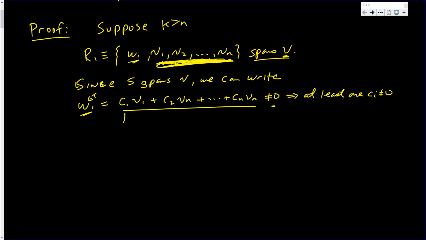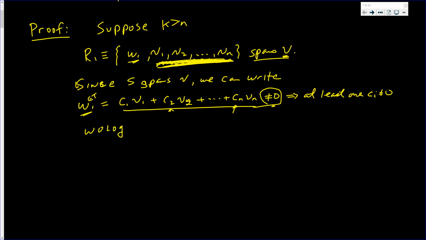Why? Because if all the Ci's were 0, you have 0 times V1 plus 0 times V2, all the way down to 0 times Vn. Well, that's 0, and that's 0, and all of those are zeros. You add them up, you get 0. But that would contradict that it's not 0. So you can't have all the Ci's equal to 0.